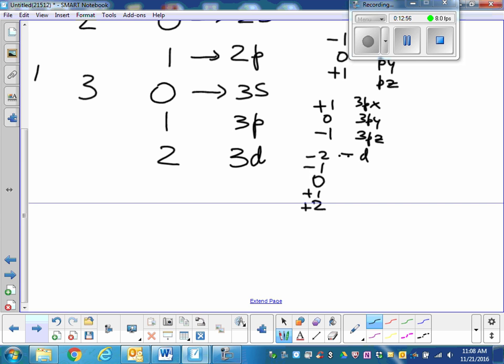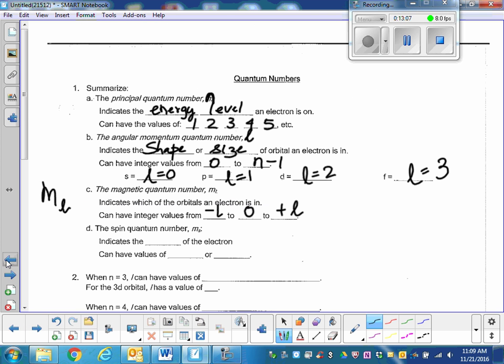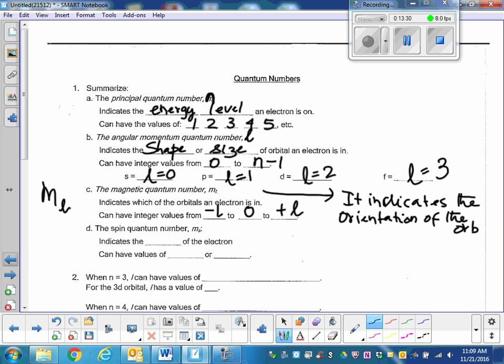We are not doing the dx squared minus y squared. We are not going to do that. These are the 5 different d orbitals. So now the last and final one is the spin quantum number. So what does the magnetic quantum number indicate? It indicates the orientation of the orbital. In which direction is it oriented?